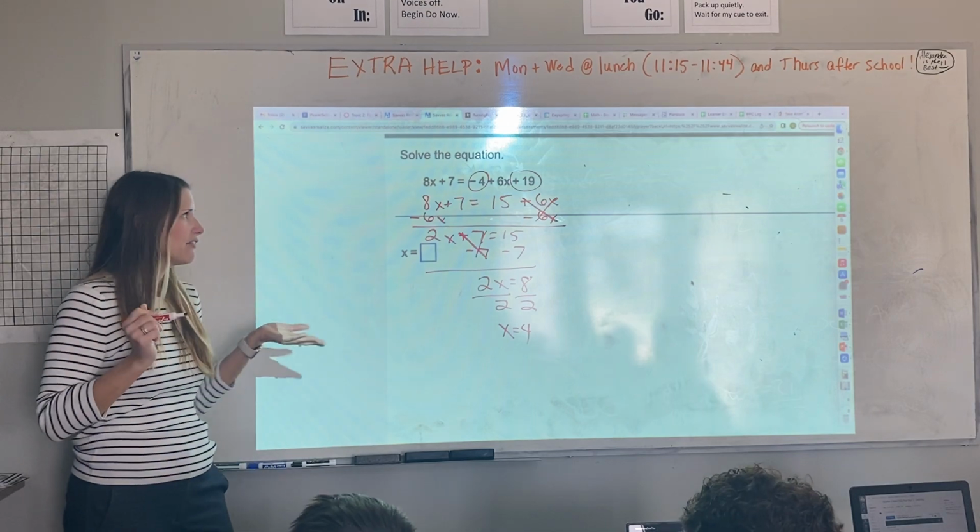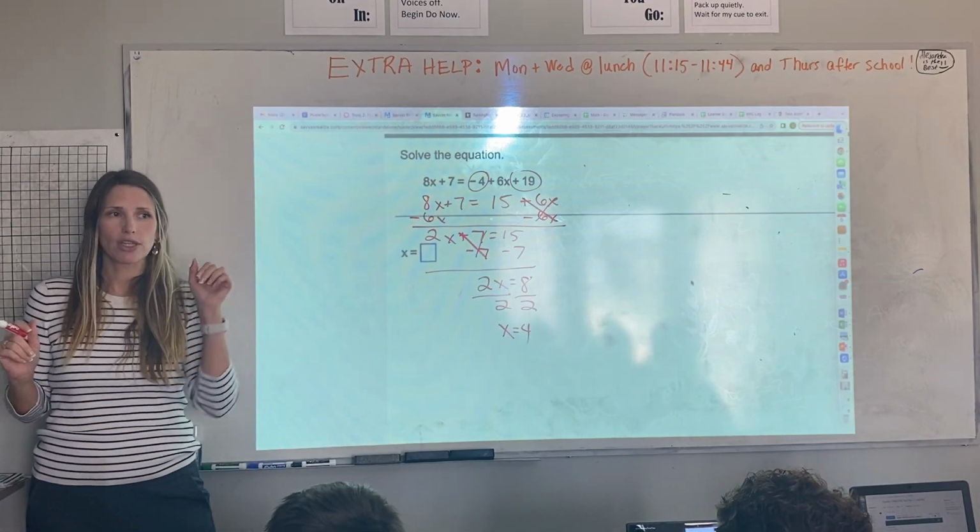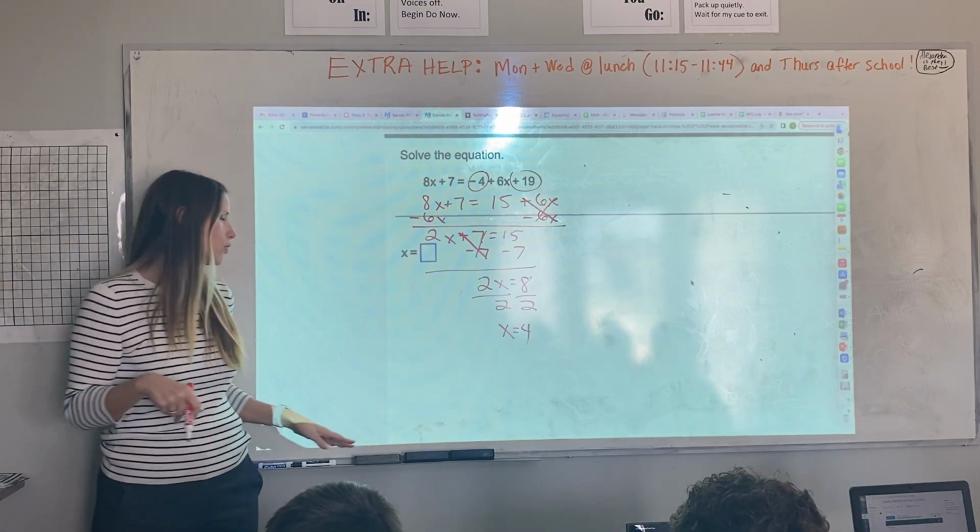x equals 4. If you wanted to plug that 4 back into your original equation, make sure that equal sign is true, then you know you got your answer right.